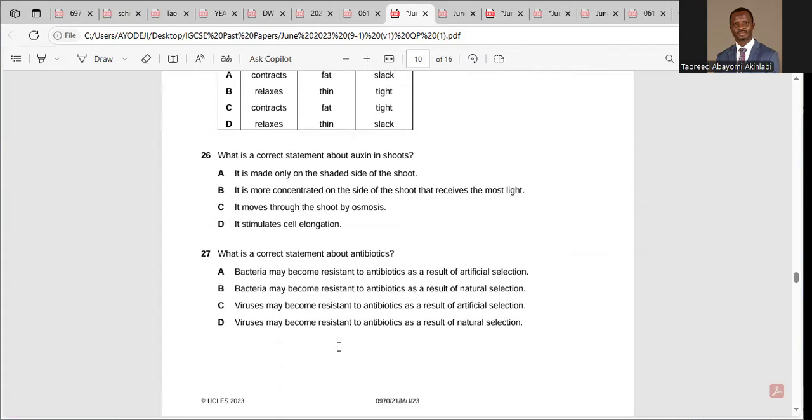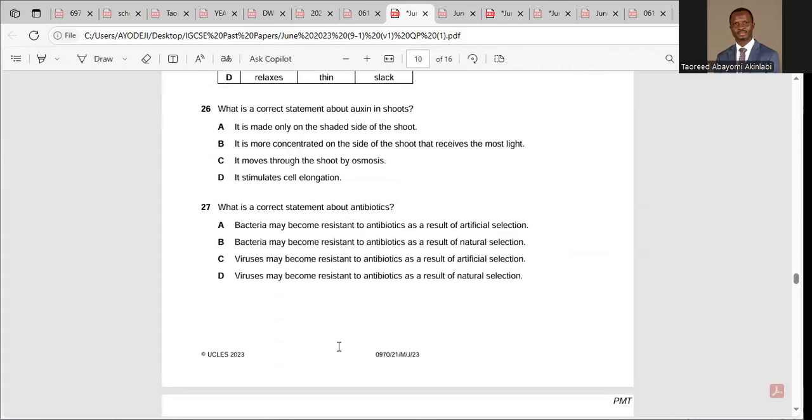For 27, what is the correct statement about antibiotics? Bacteria can become resistant to antibiotics due to natural selection. That's option B for 27.